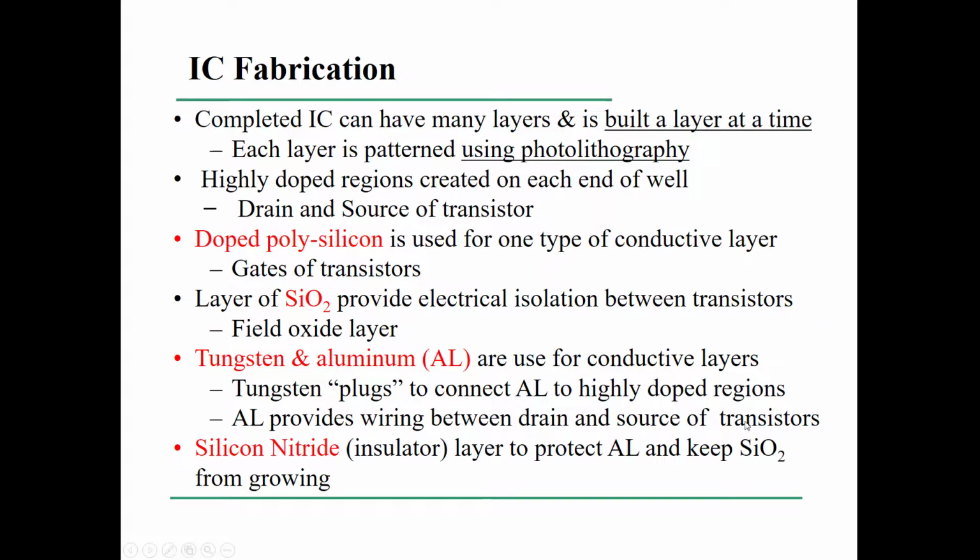You'll have millions, if not billions, of transistors on a wafer, depending on what particular device it is. And then silicon nitride is an insulating material that is put on top of the aluminum, and also to keep the silicon dioxide from growing after the circuitry, the IC, has been made.